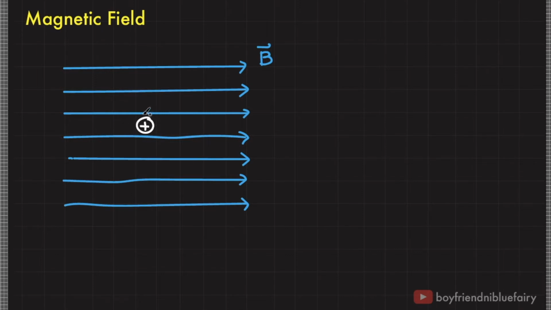Also, when this positive charge has a velocity that is anti-parallel with respect to the magnetic field, it also experiences zero magnetic force. However, when this charge moves with a velocity v in such a way that this velocity has a component that is perpendicular with respect to magnetic field, then this charge experiences a magnetic force.